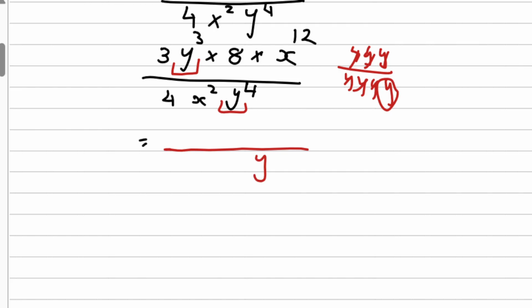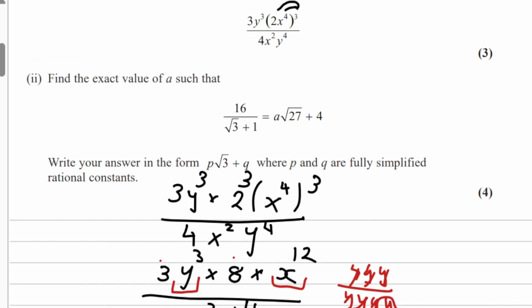Now for the x, you have x squared here, and you have x to the power of 12 there. So you will end up with x to the power of 10 on the numerator. Now we finish with the x's and y's. Let's look at the numbers. You have 3 and 8 divided by 4. 3 times 8 is 24, divided by 4 is 6. So it's 6x to the power of 10 divided by y. That's the answer for the first part.